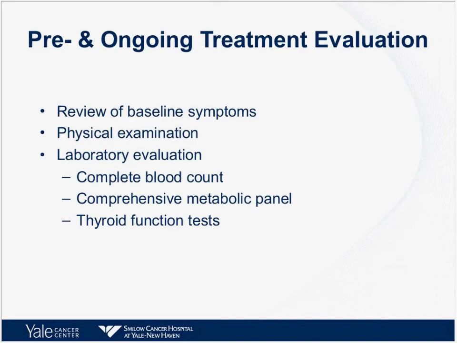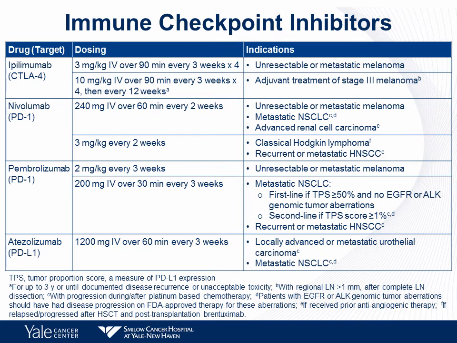So this slide is an overview of what the current approvals are for the checkpoint inhibitors that we have now. The first one, an anti-CTLA-4 agent, ipilimumab, is approved currently in two different dosing regimens. The first is 3 milligrams per kg over 90 minutes every 3 weeks times 4 doses, and that is for patients with unresectable or metastatic melanoma. The next dosing is 10 mg per kg IV over 90 minutes every 3 weeks times 4, and then administered every 12 weeks. And that's approved for delivery in patients that are receiving adjuvant treatment for stage 3 melanoma.